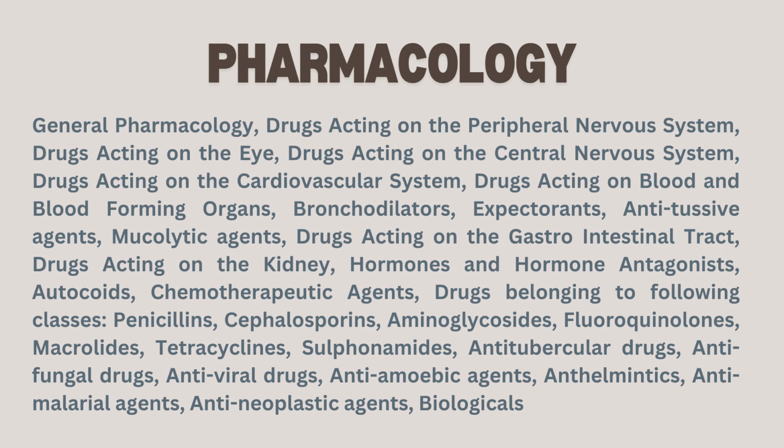drugs acting on the peripheral nervous system, drugs acting on the eye, drugs acting on the central nervous system, drugs acting on the cardiovascular system, drugs acting on blood and blood-forming organs, bronchodilators, expectorants, antitussive agents, mucolytic agents, drugs acting on the gastrointestinal tract, drugs acting on the kidney, hormones and hormone antagonists, autocoids, chemotherapeutic agents, drugs belonging to the following classes: penicillins, cephalosporins, aminoglycosides, fluoroquinolones, macrolides, tetracyclines, sulfonamides, antitubercular drugs, antifungal drugs, antiviral drugs, anti-amoebic agents, anthelmintics, anti-malarial agents, anti-neoplastic agents, biologicals.